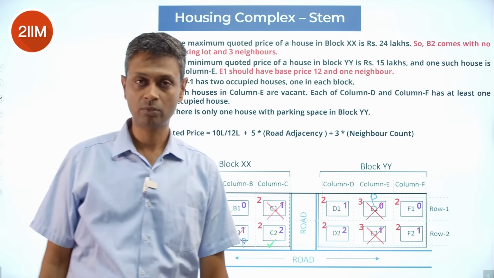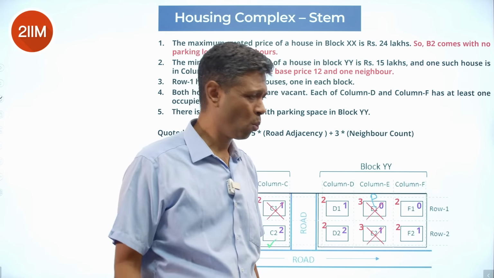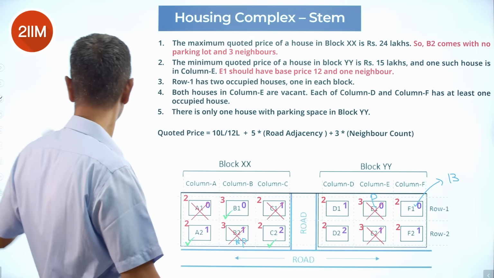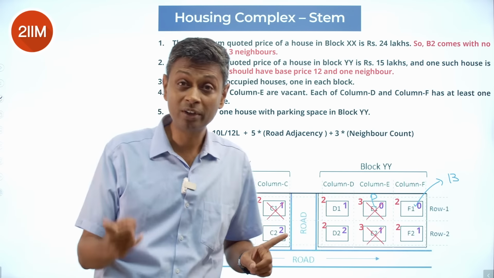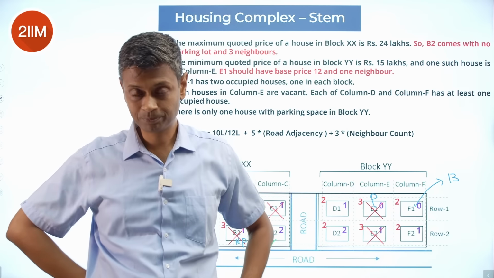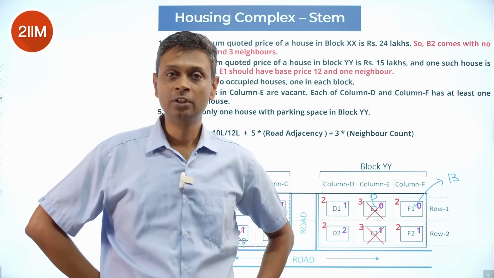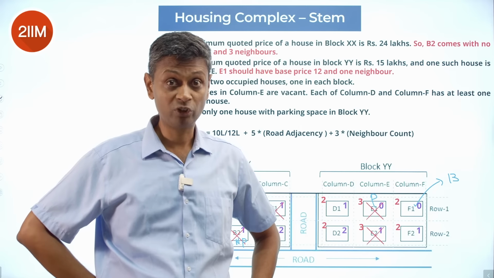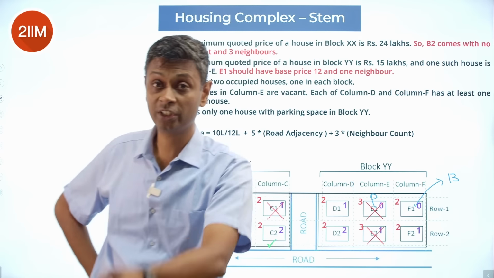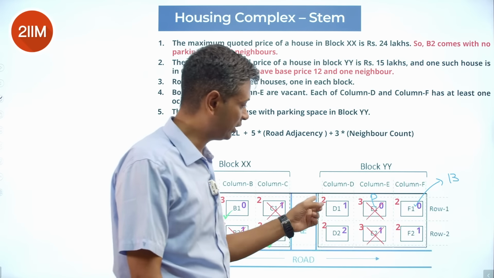If F2 were occupied, 10 is the base price, no road adjacency, 1 neighbor count, 10 plus 3, 13. So if F1 were vacant, then F1's price would be 13. That's not possible because the minimum price here is 15. So F1, if it were vacant, should have a price of more than 15. It would cost only 13. So F1 is not vacant. That means F1 is occupied. So F1 is occupied, D1 has to be vacant.